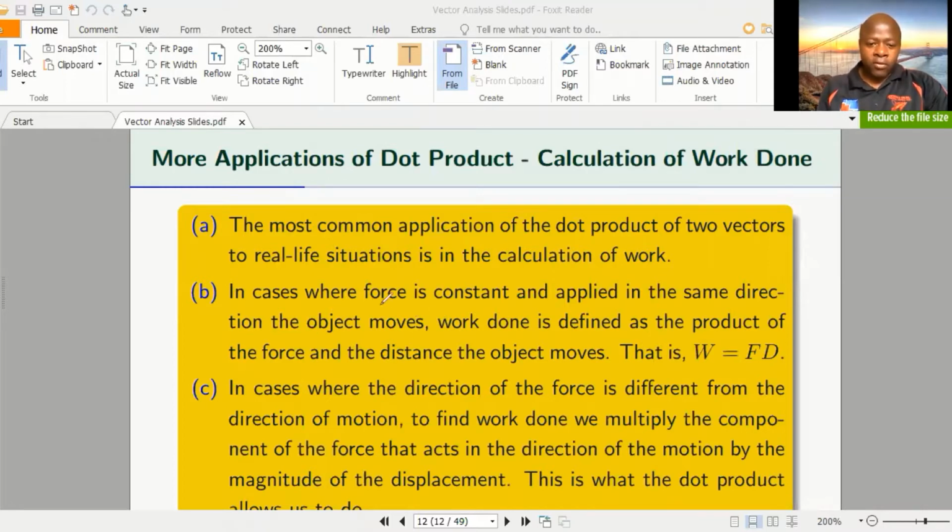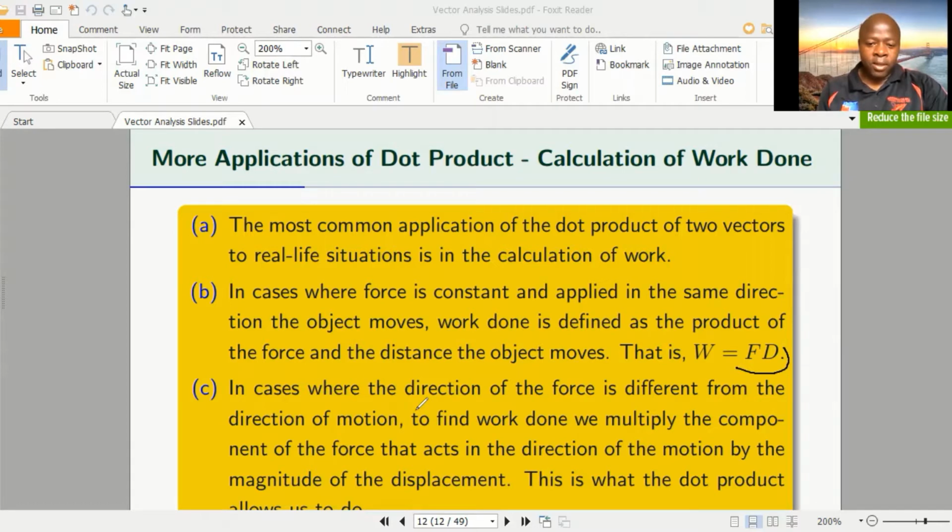Now, when force applied on an object is constant, then work is defined by force times the distance. That means you're applying force on an object, and then that object moves through a given distance. Then we can get work by multiplying those two: force times the distance.